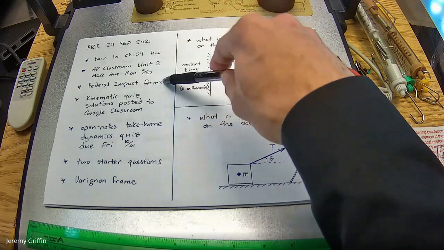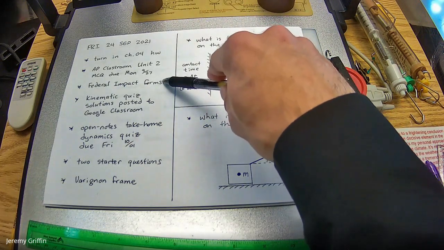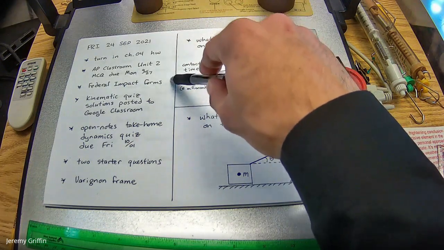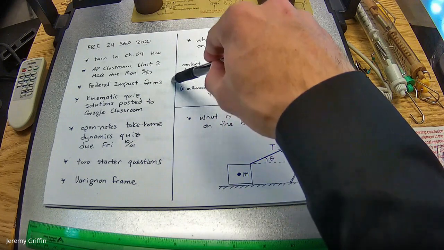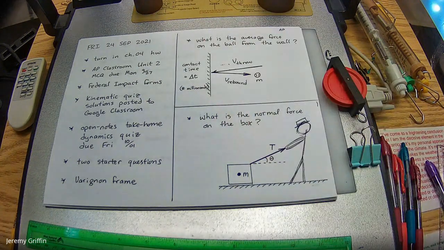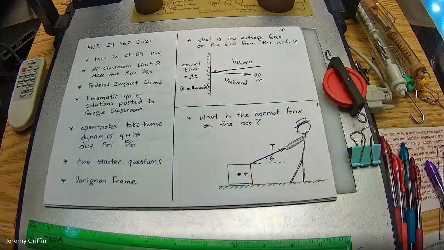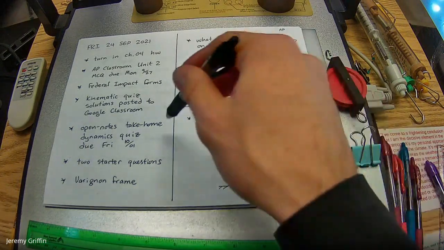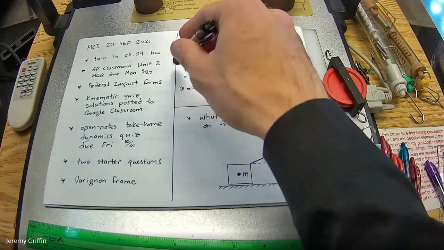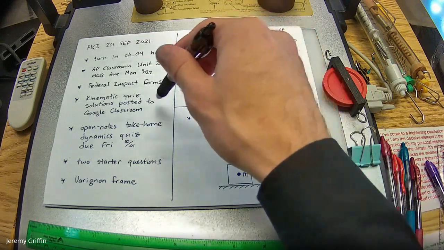Oh, you guys got federal impact forms. You guys see those on your desk? Federal impact forms? So take those home, bring those back. The due date is officially 1 week from now on Friday, but if you turn in earlier than that, then I will definitely take those early. So sometime in the next week, bring back federal impact forms. Did you guys write that in your planners? Federal impact forms? Right after AP Classroom Unit 2.